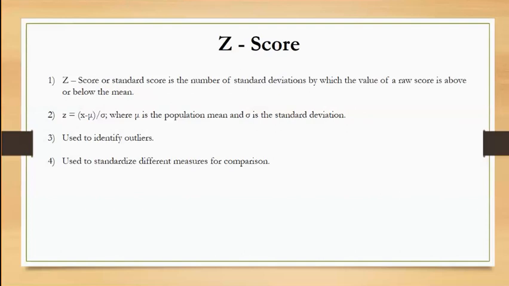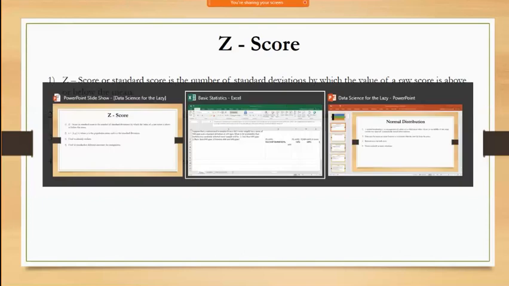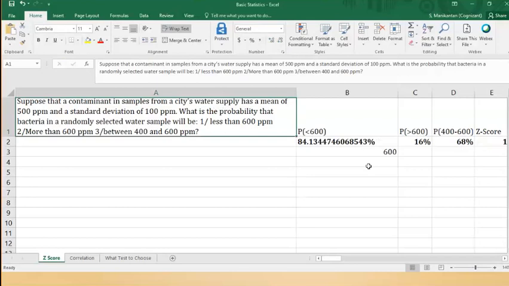Okay, now we'll move on. We'll try to understand how this Z score is calculated. What is the application of the Z score? A small example here. Look at this problem. Suppose that a contaminant in samples from a city's water supply has a mean of 500 parts per million and a standard deviation of 100 parts per million. For a normal distribution, this is all you need to know: the mean and the standard deviation.